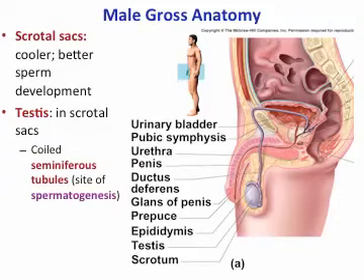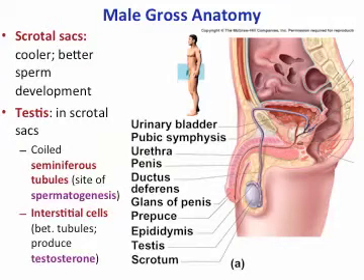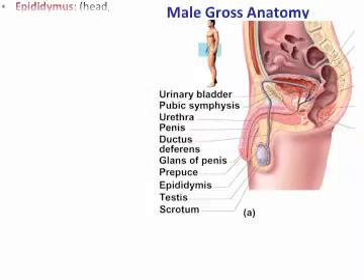It doesn't show it in the cartoon, but the testes are made of these structures called coiled seminiferous tubules, and we'll look at that in more detail when we go over spermatogenesis. Also within the testes are interstitial cells of Leydig that live between the tubules, and those cells secrete testosterone.